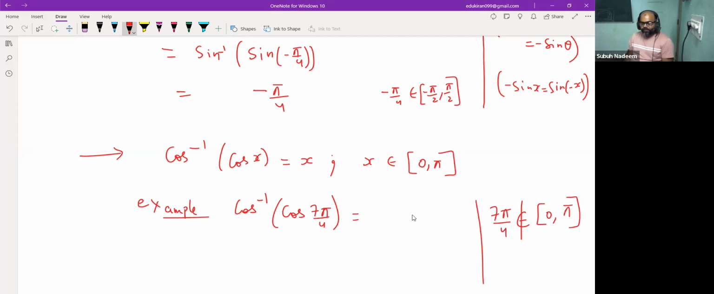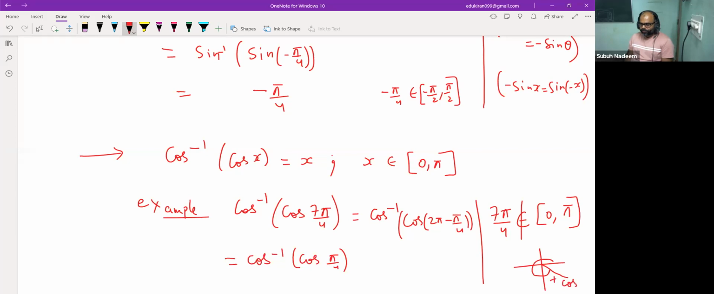So what we will say? One method is that cos 7 pi by 4 is cos of 2 pi minus pi by 4, as we did above. And that will be cos inverse of cos pi by 4. Here it will not be minus because 2 pi minus pi by 4 is in the fourth quadrant, where cos is positive. So it will be cos pi by 4. You don't have to go for the value method. Pi by 4 belongs to 0 to pi, so you will say it is equal to pi by 4.